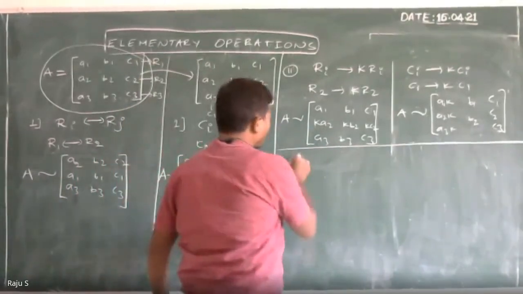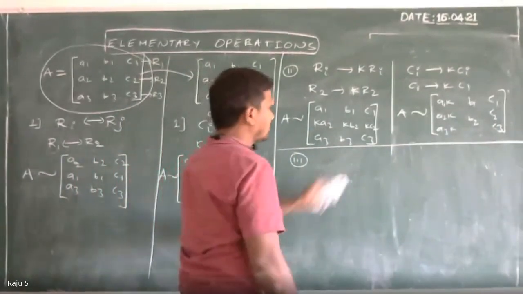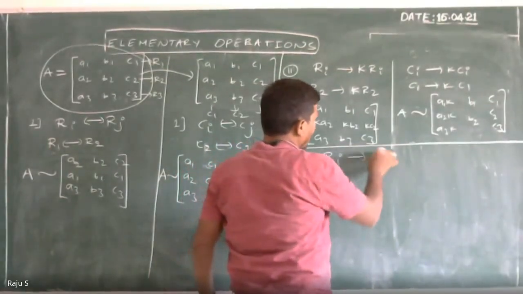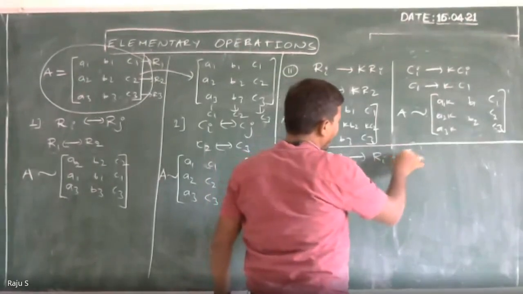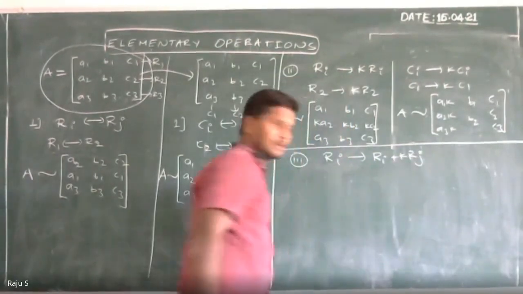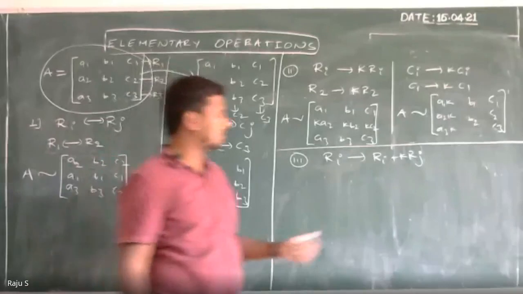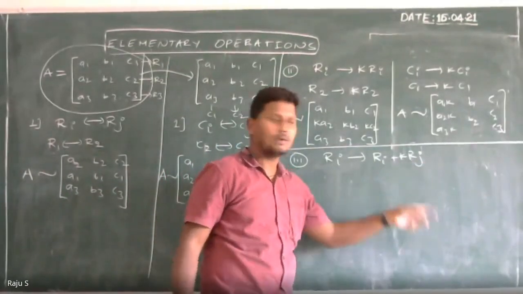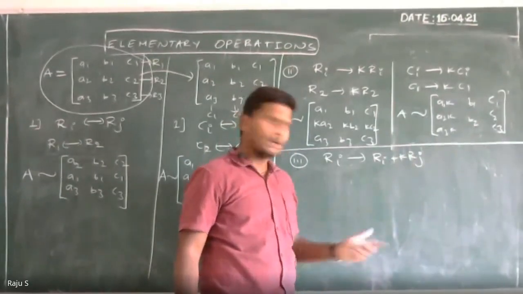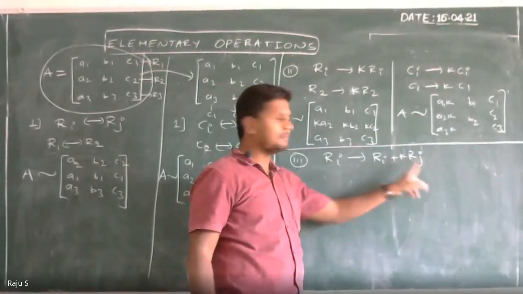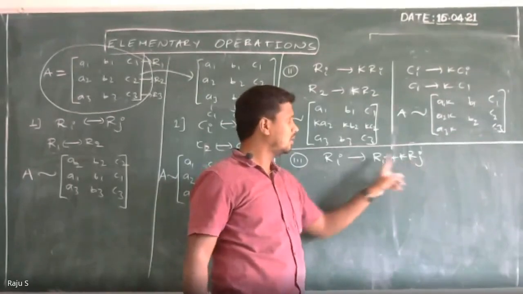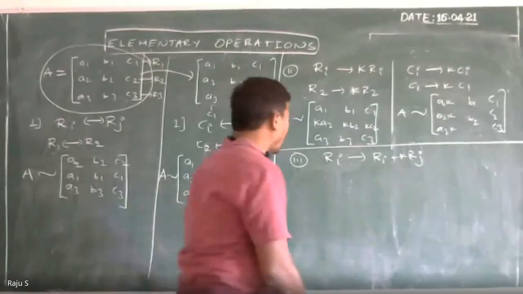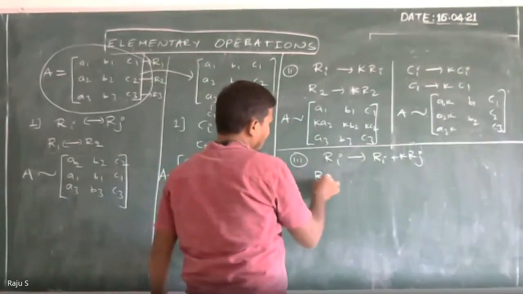Coming to the third one. The third one is Ri tends to Ri plus k times Rj. What do you observe here? For a particular row, I want to add another row multiplied by k. Here, simply k equal to 1 gives Ri plus Rj; k equal to 2 means the jth row multiplied by 2, then added to Ri. Okay, I want to do one thing for the given matrix.